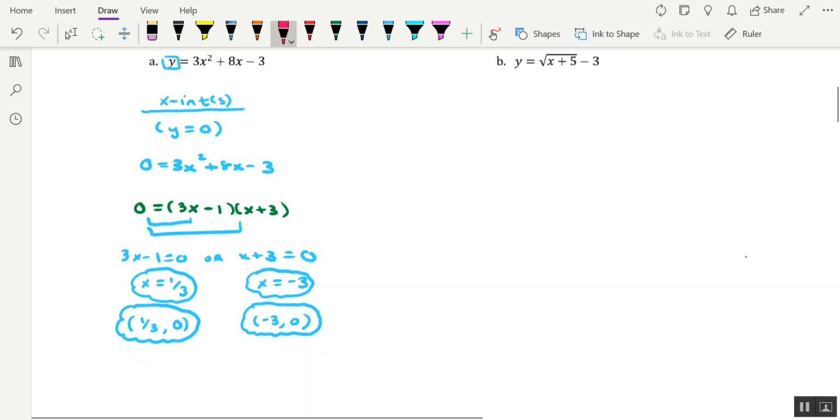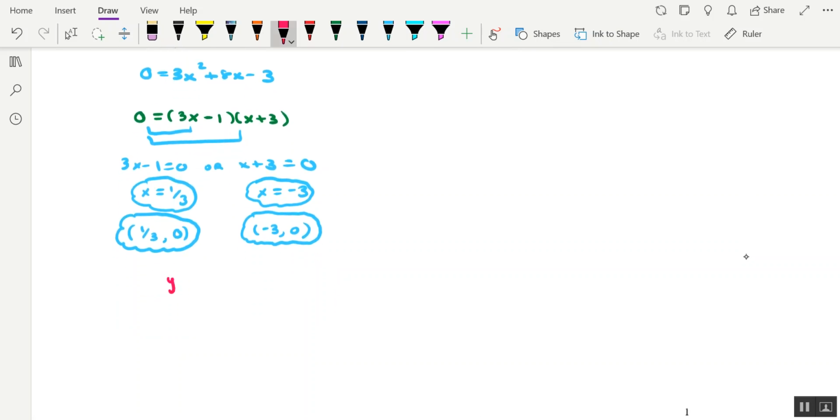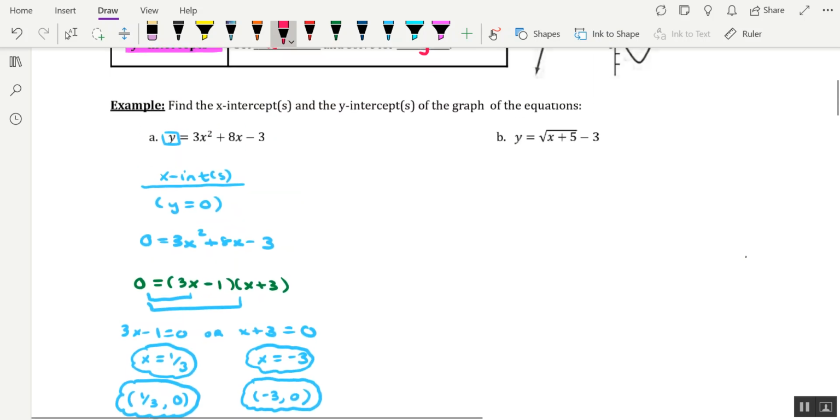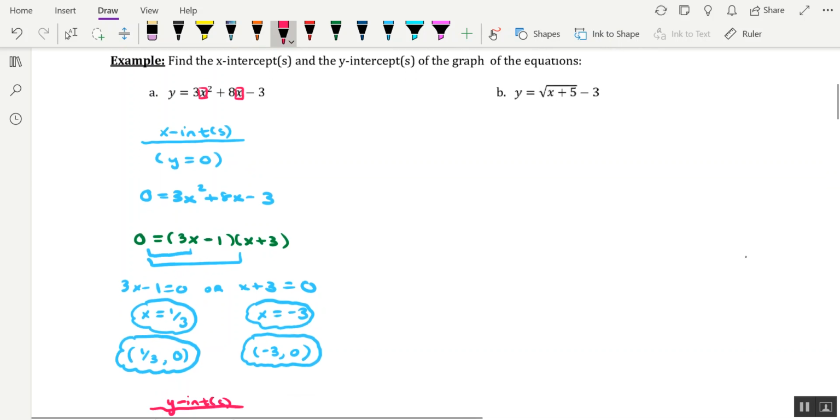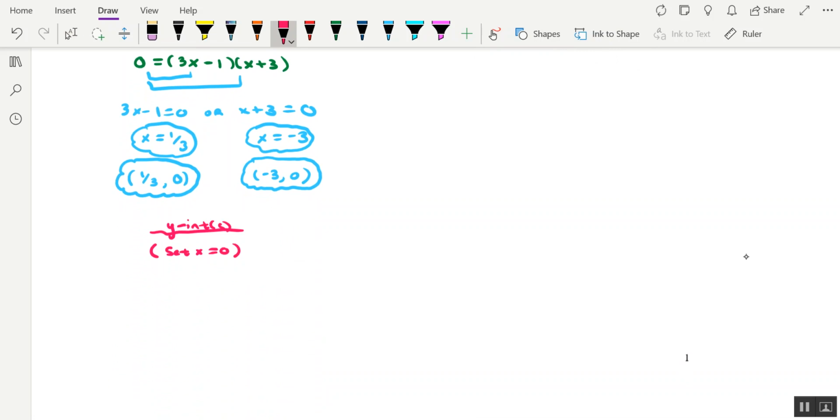Now, for y-intercepts, the technique here is to change the other variable to 0, so we're going to set x equal to 0. So we'll go back up to our equation, and we're going to replace the x's with 0, and then figure out what to do afterwards. So we'll have y equals 3 times 0 squared plus 8 times 0 minus 3.